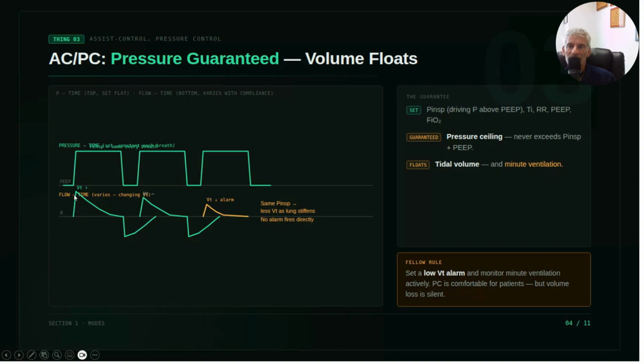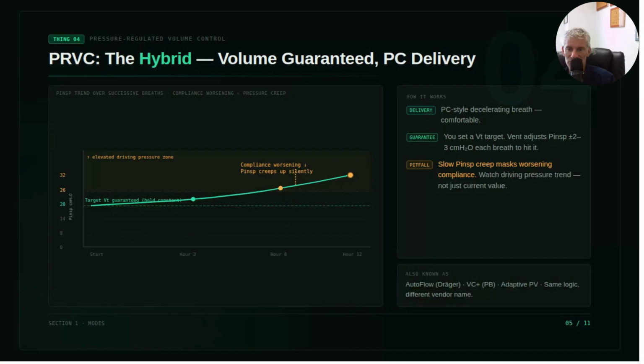So that's one thing. On pressure control, remember your volumes change depending on the compliance of the lung. You're not giving a set tidal volume like you did with assist control, volume control. The hybrid is the pressure regulated volume control, PRVC AC, thing number 4 here. It's more of a pressure control breath. It's a decelerating breath. You set a tidal volume target, and the ventilator adjusts the inspiratory pressure 2 to 3 centimeters each breath to hit it.